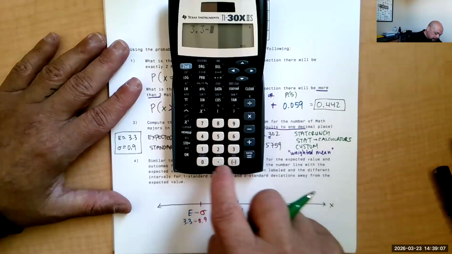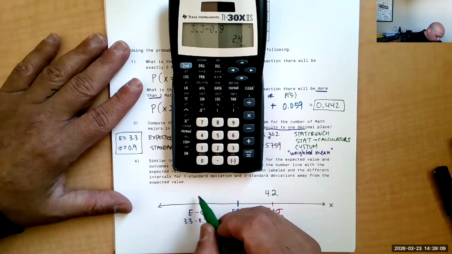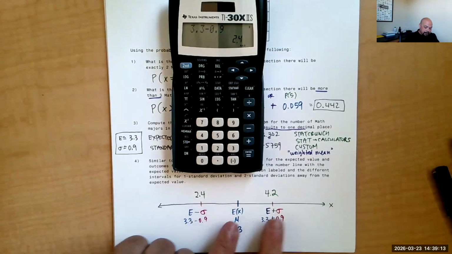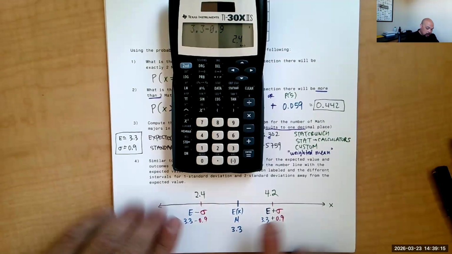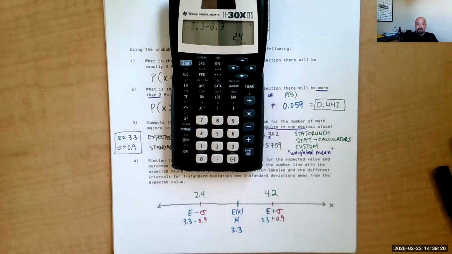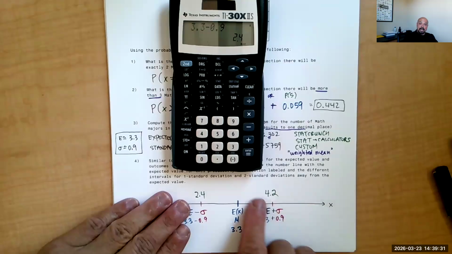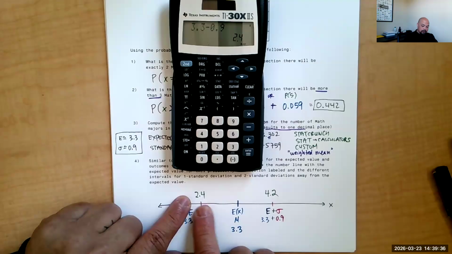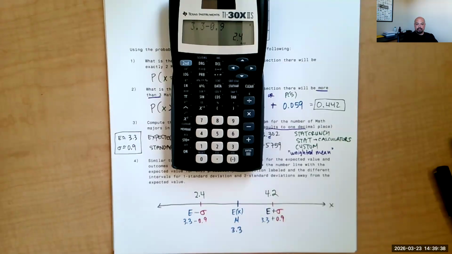3.3 minus 0.9 is 2.4. So there's 1 standard deviation above, 1 standard deviation below. So we think about the empirical rule. If we were to do this experiment hundreds of times, observing hundreds, thousands of these Math 20C third semester calculus classes, we expect that 68% of the classes would have between 2.4 and 4.2 math majors.